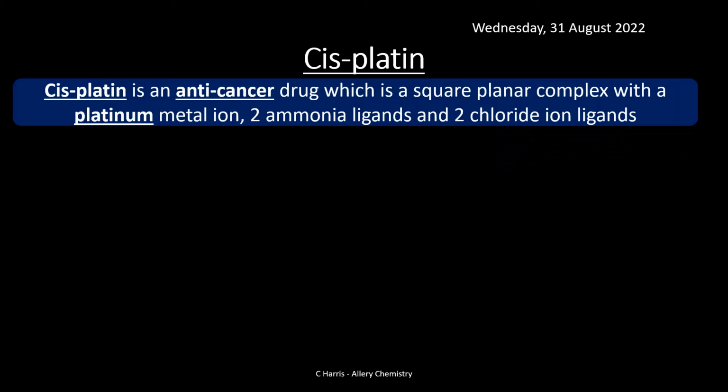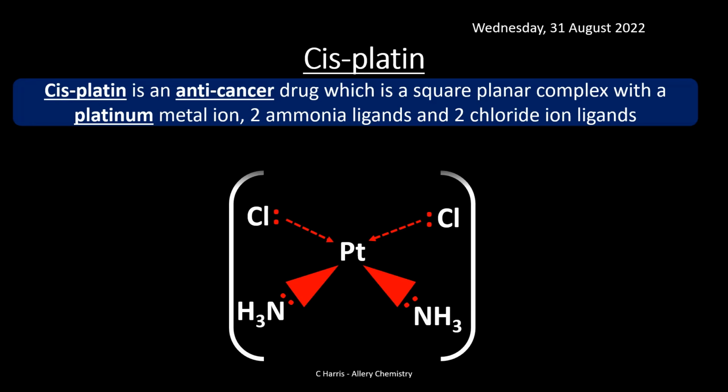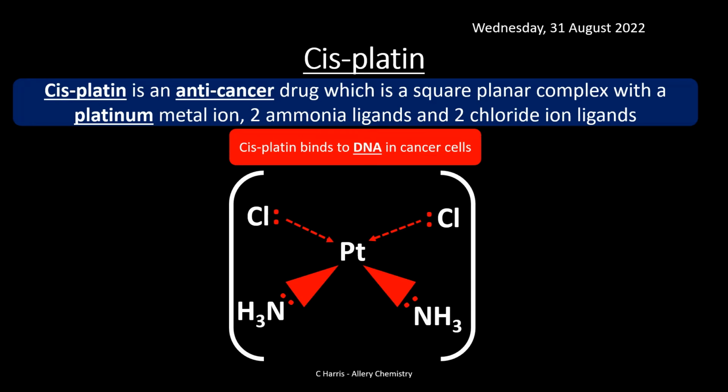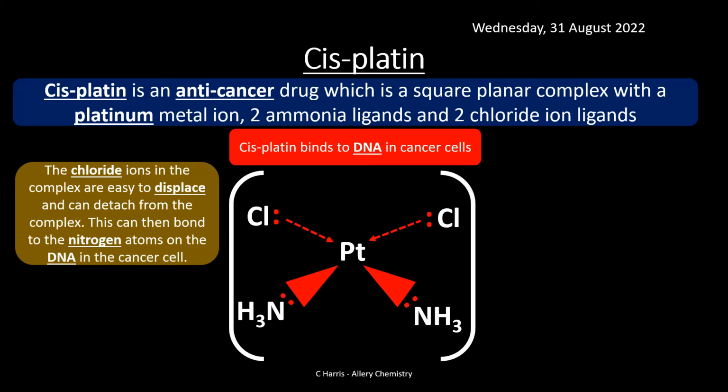Okay, so we've seen a little bit of cisplatin there. Cisplatin is an anti-cancer drug. It's a square planar complex with the platinum metal ion in the middle. It has two ammonia ligands and two chloride ions, as we've just seen. Cisplatin is a really important chemical, especially used in medicine. It's used as part of chemotherapy, and what cisplatin does is bind to the DNA in cancer cells.